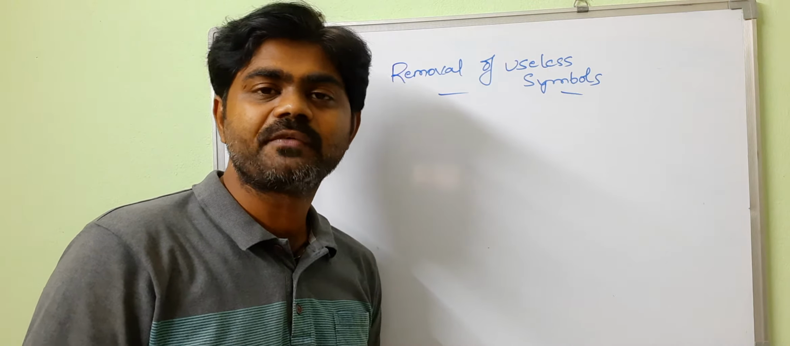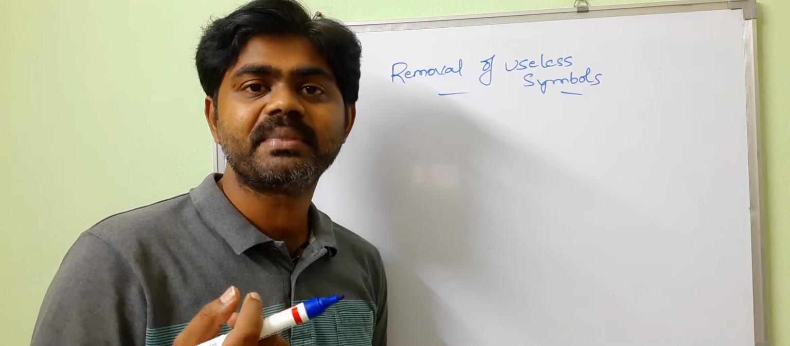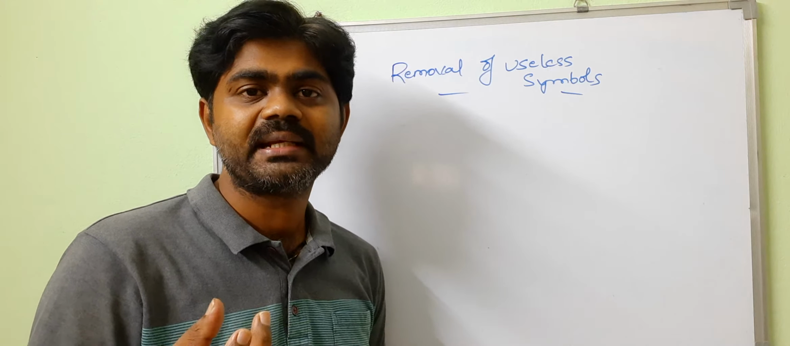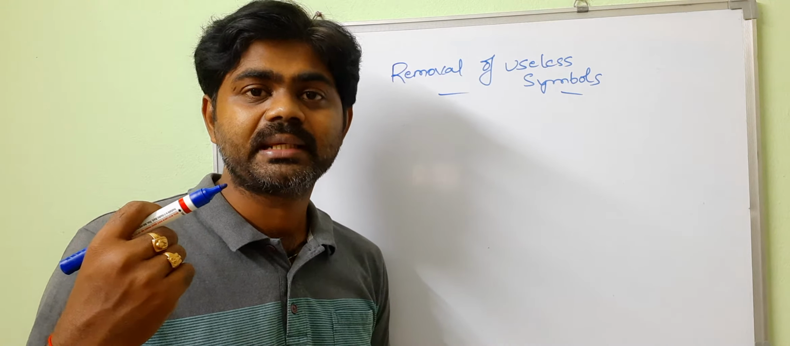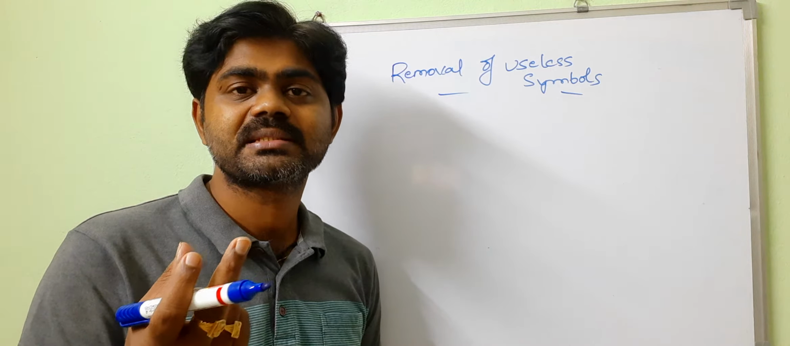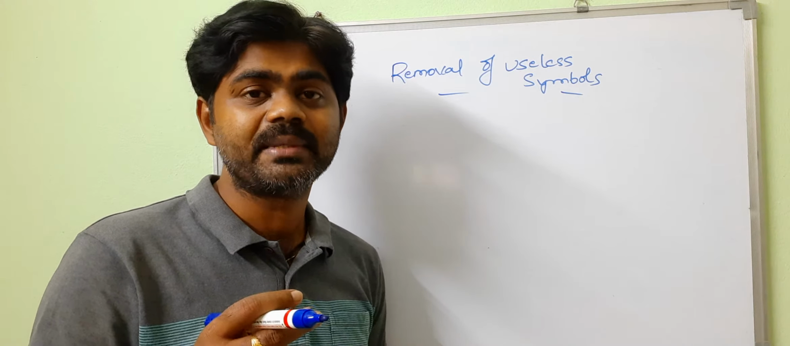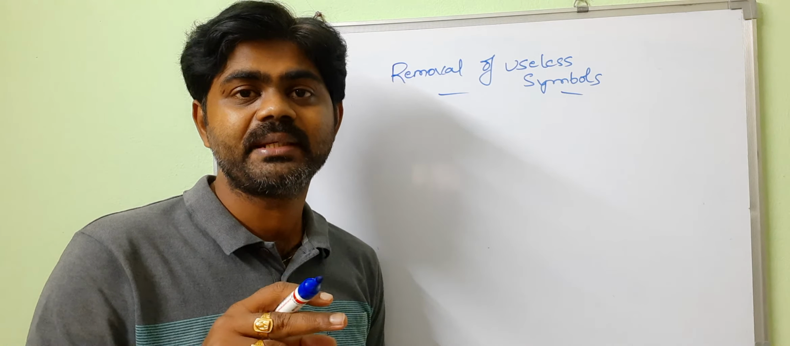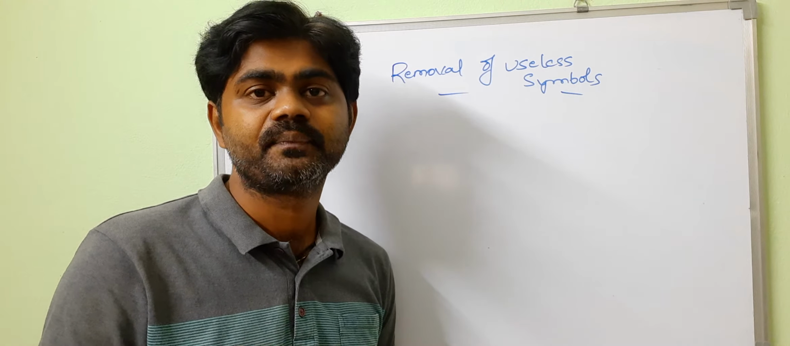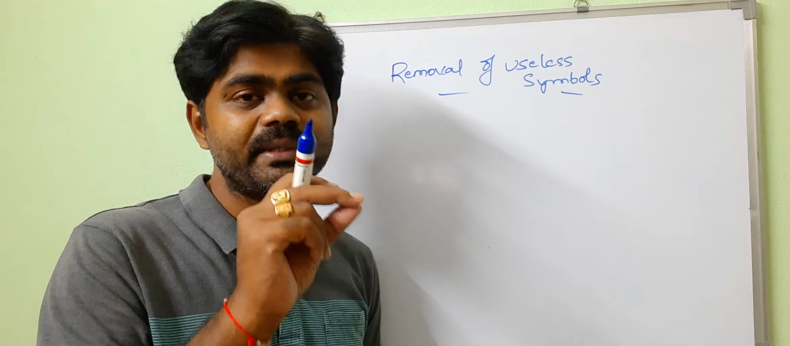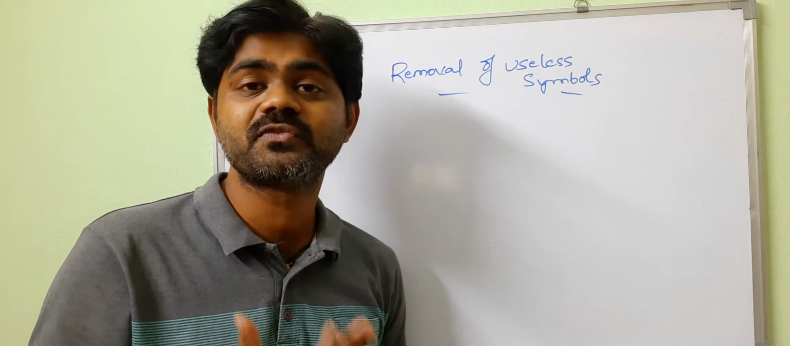So what is this removal of useless symbols? When can a symbol be useful or useless? A symbol is useful when, on the right hand side of a production, if any non-terminal is there, we are able to replace that non-terminal with a terminal. Then we can say that symbol is useful. For example, if I have A tends to capital B, capital C, and if we have capital B tends to small a, then in the place of capital B we can replace a terminal, that is small a. Then that is said to be a useful symbol.